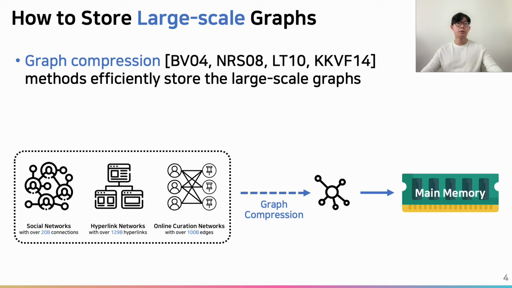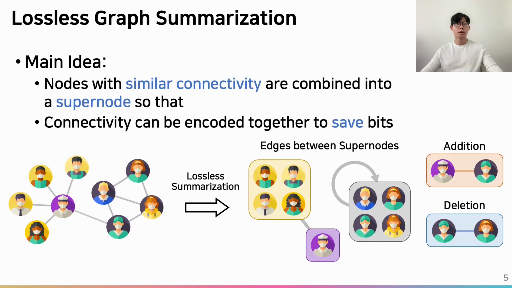Consequently, several graph compression techniques have been proposed to store such large graphs efficiently, such as the web graph framework, graph summarization, node relabeling schemes, and pattern mining. This work focuses on lossless graph summarization, where nodes with similar connectivity are combined into a supernode so that their connectivity can be encoded together to save bits.